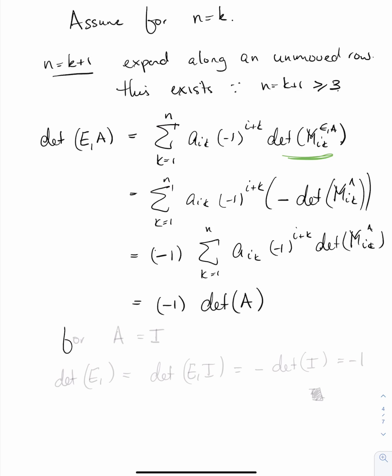Now let's look at the additional claim. We're going to use what we've just proved, but for A equal to the identity matrix. This is how we're able to say that the determinant of E1 is equal to the determinant of E1 times the identity matrix, since the identity matrix times any other matrix is the other matrix. This is negative 1 times the determinant of I by what we just proved, and we know that the determinant of I for any identity matrix of any size is 1. End of proof. QED.